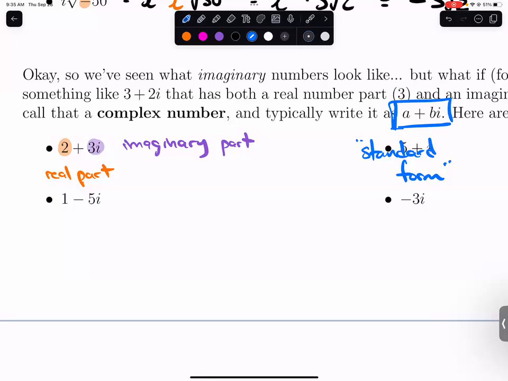The reason I talk about this is because this is relevant for doing arithmetic. Those 2 components, the real part and the imaginary part, we basically treat like types of terms, like you would if it was 2 plus 3x instead of 2 plus 3i. For arithmetic, it's functionally the same: I combine real parts with real parts as like terms, and imaginary parts with other imaginary parts as like terms.